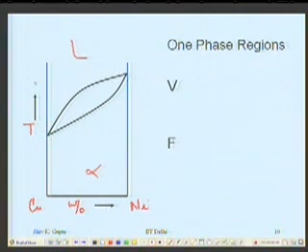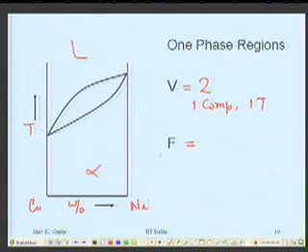In the one-phase region, the number of variables we have are 2. One is the composition, another one is the temperature. 2 into C minus 1, that is 2 minus 1, is 1. So that's only one composition variable, plus 1 temperature. Degrees of freedom, 2.